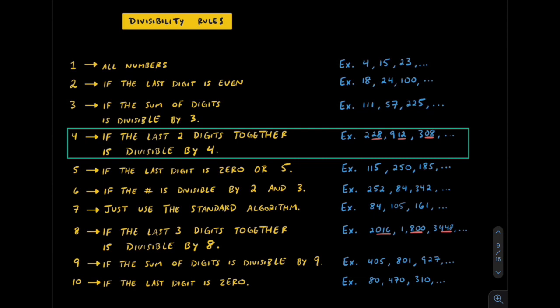Another way you can think about this is, if you can divide the number by 2 and then divide by 2 again, then it's divisible by 4. Something to note here is that if you can't divide it by 2, you definitely can't divide it by 4.